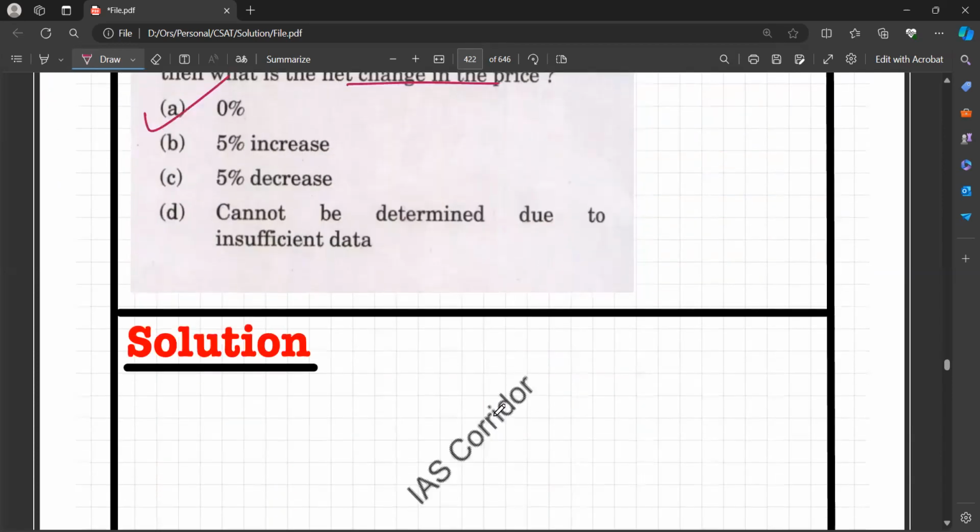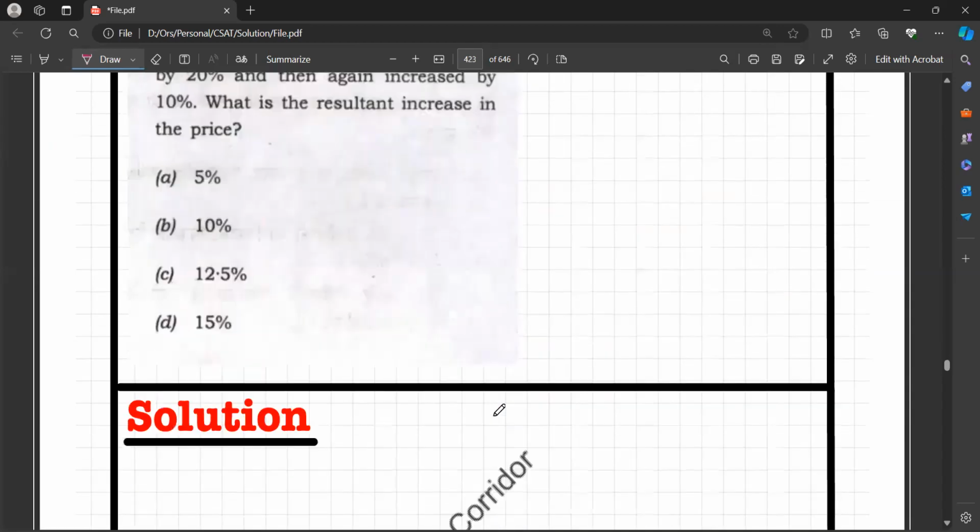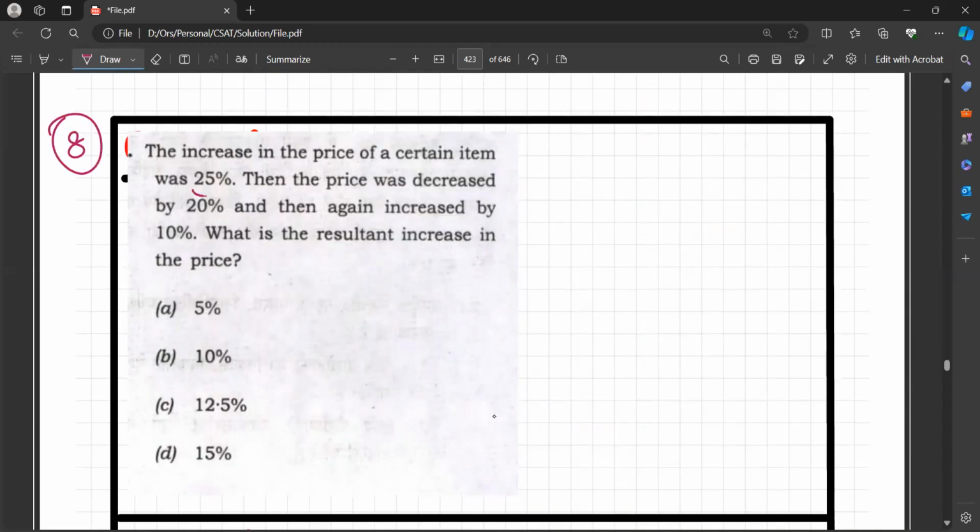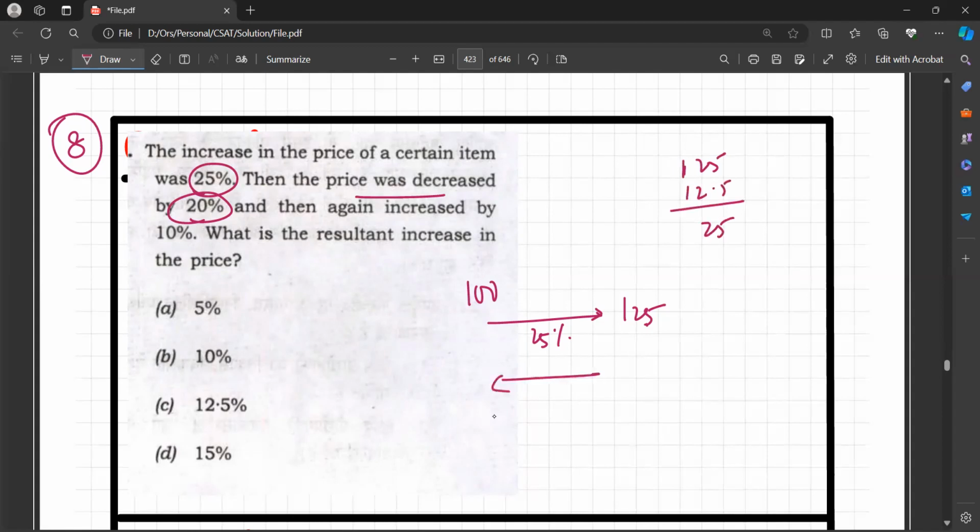Clear? Coming to the next question, that is question number 8. The increase in the price of a certain commodity was 25%. So original price 100, you increased by 25%, that means you reached 125. Then the price was decreased by 20%. 125 ka 20% will be what? 125 ka 10% is 12.5, 20% will be another 12.5, that will be 25. So अब decrease जब करोगे 20%, you will reach the same 100. And then again increased by 10%. So when you increase by 10%, you reach 110.